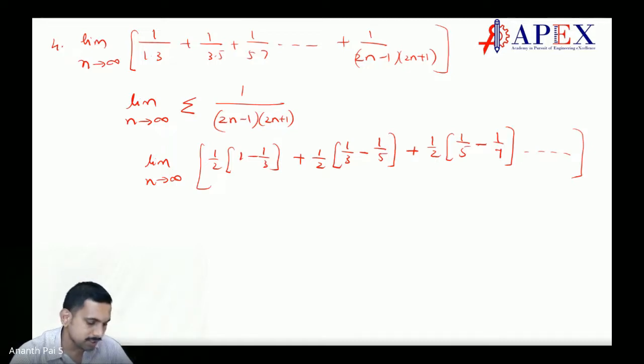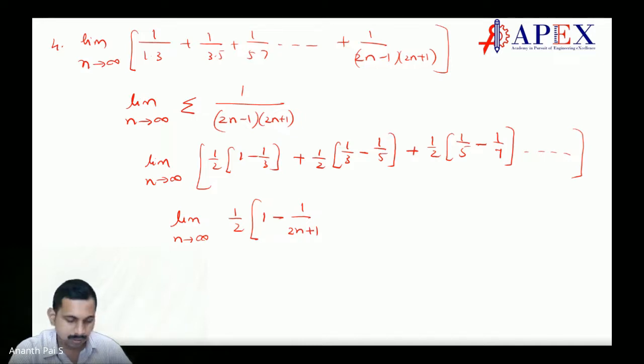So we can write this as limit n tending to infinity. We will do similar more problems, students. This has not been introduced to you, so maybe it is difficult. So it is half into 1 minus 1 by 2n plus 1, correct? 2n, sorry, 2n minus 1. One second, students. I think I made a mistake there.